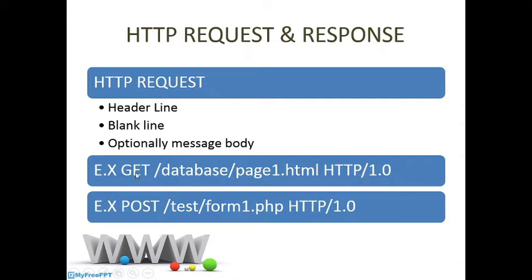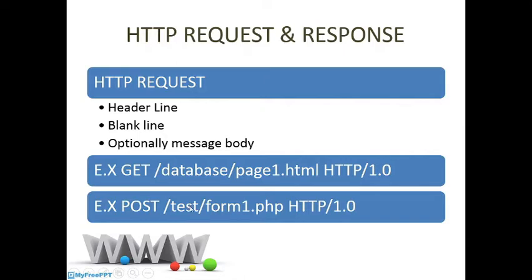For example, here GET is the name of the HTTP method which is used for retrieving a required resource from the web server. Then the second part we have shown here, that is /database/page1.html, which is the path of the resource, that is page1.html. And then we have specified the version of the HTTP protocol, that is 1.0.